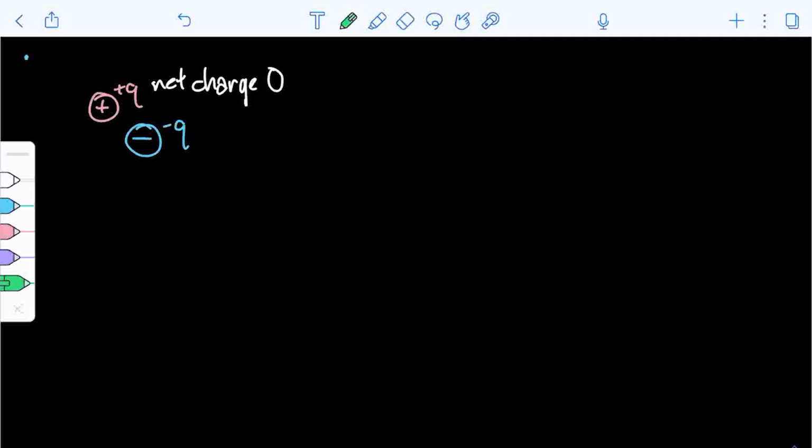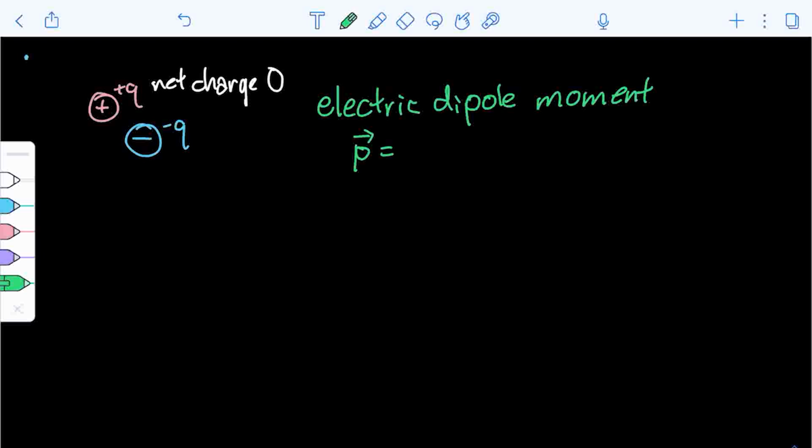And so the most important property of an electric dipole is called its electric dipole moment. And for whatever reason, it's represented with the letter P. So to calculate this, you take the displacement vector from the negative charge to the positive charge. I'm going to call it D. And then you just multiply it by Q. So this gives us what the electric dipole moment is for an electric dipole. Okay, so that's pretty simple.